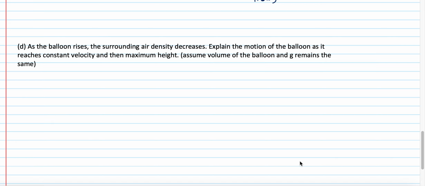It says, as the balloon rises, oh sorry, this should be C. As the balloon rises, the surrounding air density decreases. Explain the motion of the balloon as it reaches constant velocity and then maximum height. We have to assume the volume of this balloon and g value remain the same. Okay, so it is given that as the balloon rises, the air density decreases.